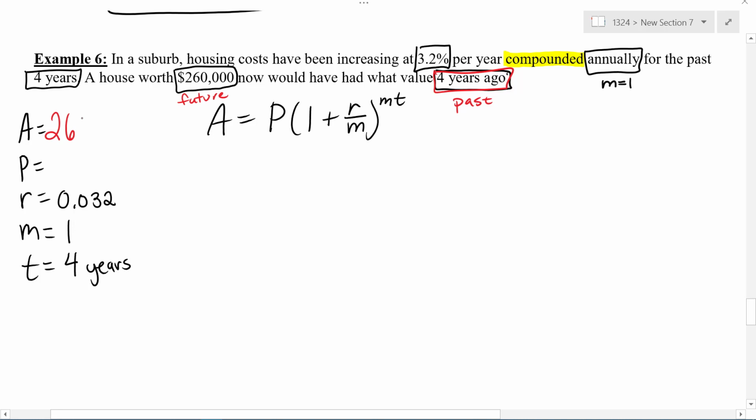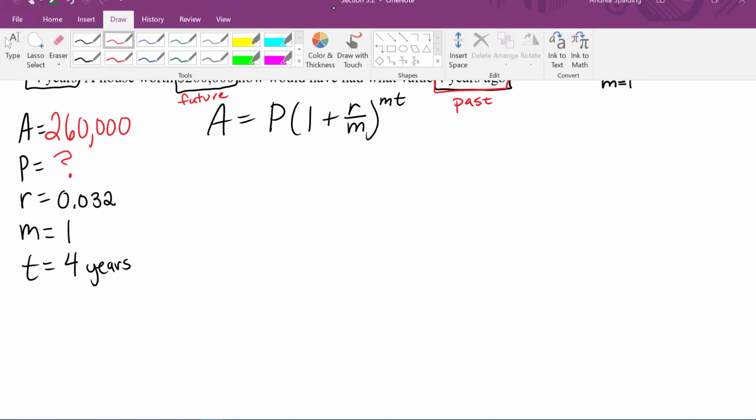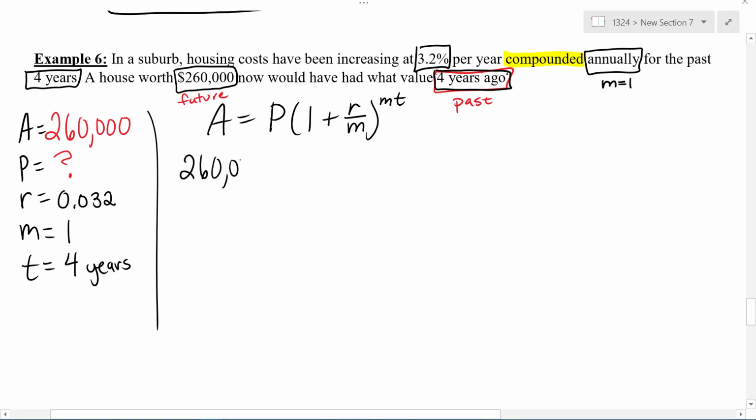So the A value is $260,000. What we want to know is what was the original cost of the house 4 years ago. So that would be the value in the past. That's what we would have started with. Okay, so $260,000 is actually the future value. Okay, so let's plug in everything into our formula, and then let's solve for the P value that we don't know.